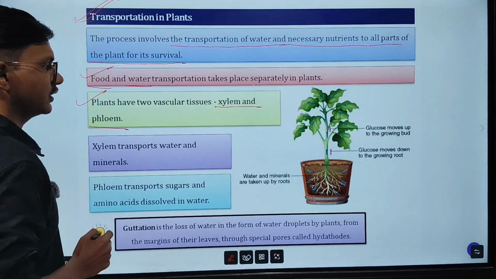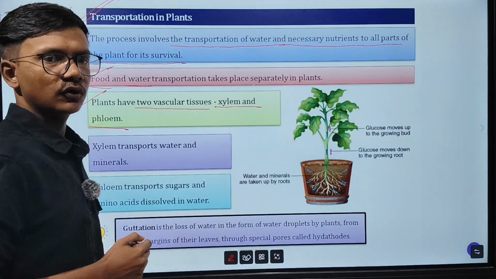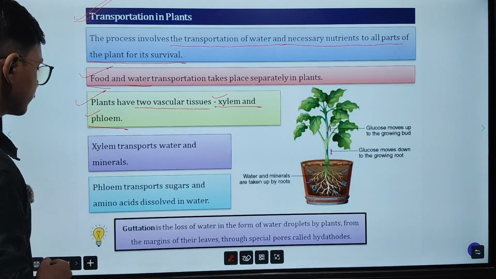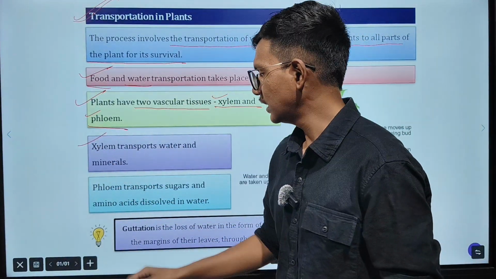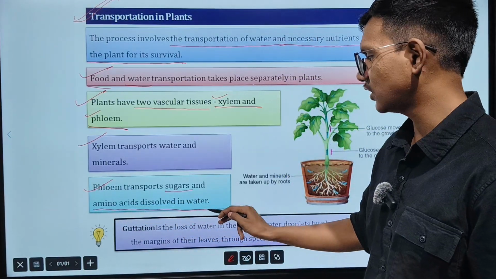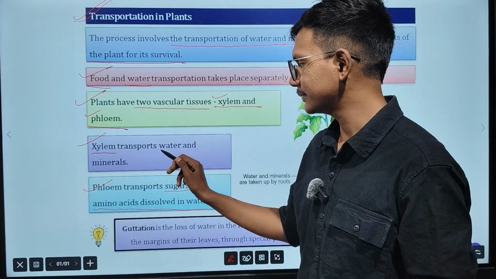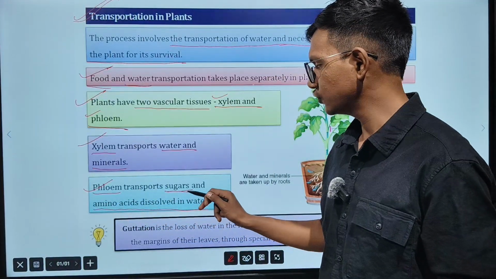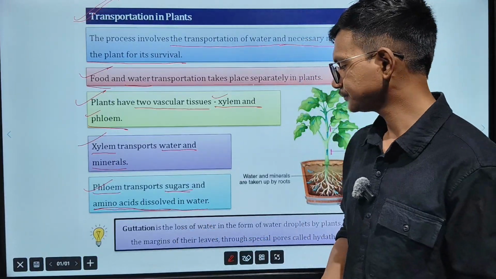Plants have two vascular tissues, that is xylem and phloem. So this you have to remember, what are the two vascular tissues present in plants for transportation. One is xylem and second is the phloem. Xylem will transport water and minerals and phloem will transport sugar and amino acids that are dissolved in water. So the function of xylem is to transport the water and minerals and the function of phloem is to transport sugar and amino acids dissolved in water.